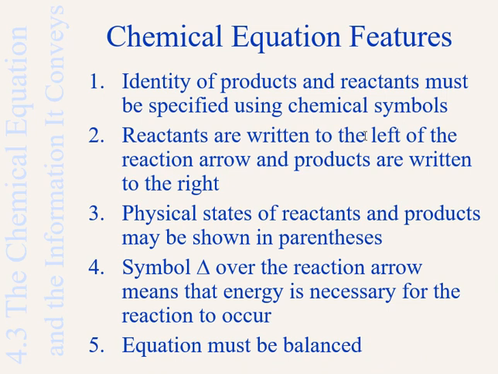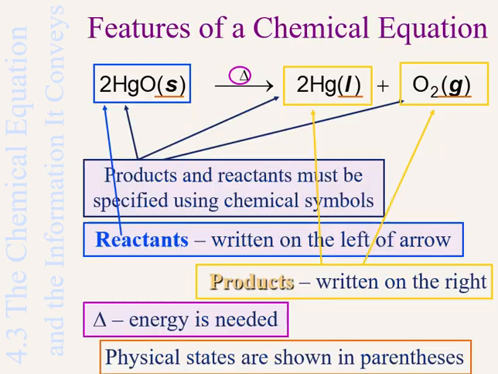And so what are the features of the chemical equation? The reactants, the products. Reactants are written on the left, products on the right. Physical state next to the formula of each reactant and product in parentheses. Any experimental condition shown over the arrow. And the last part is that the equation must be balanced, whatever that means.